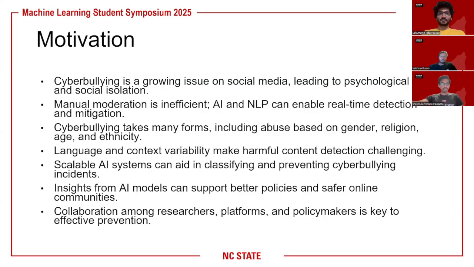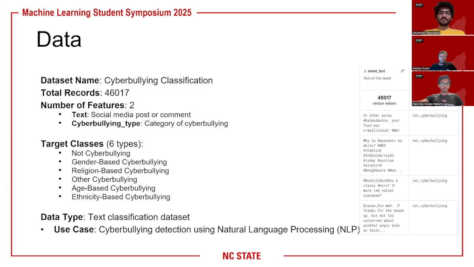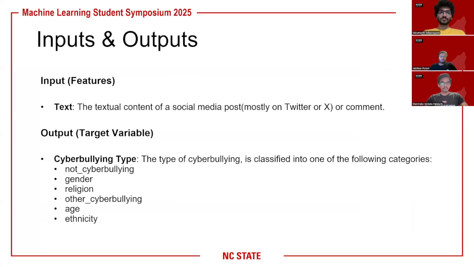For the data, we collected it from Kaggle, and the name of the dataset is cyberbullying classification. It has about 46,000 rows and two main features, one being text and one being cyberbullying type. Text can either be a social media post or a comment, and cyberbullying type can be one of six types: not cyberbullying, gender-based, religion, other cyberbullying, age-based, and ethnicity-based. The input is text-based, collected from Twitter or X, and we classify the output variable into one of the six cyberbullying types as previously mentioned.